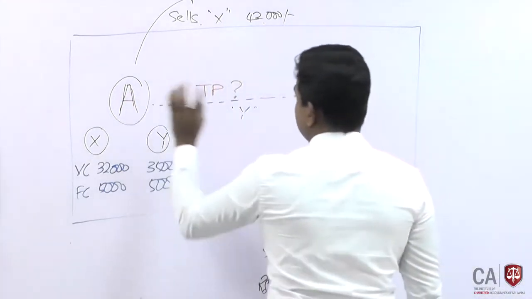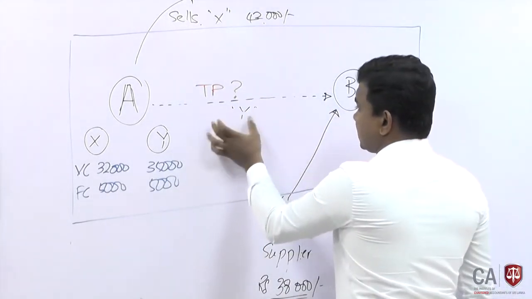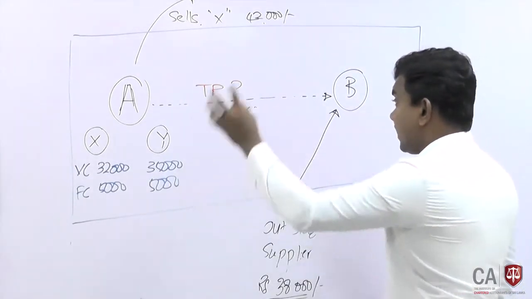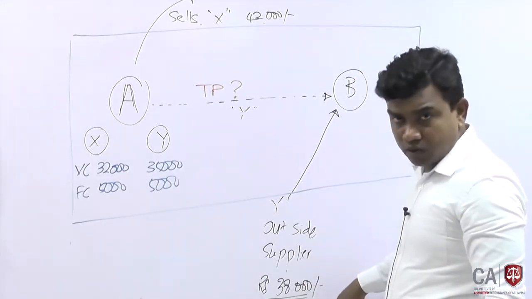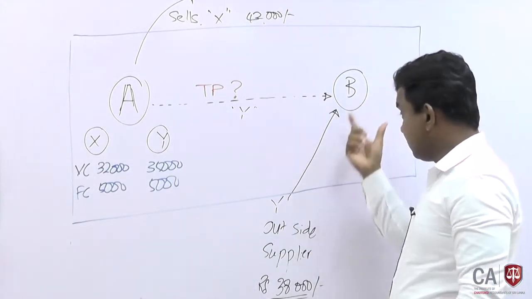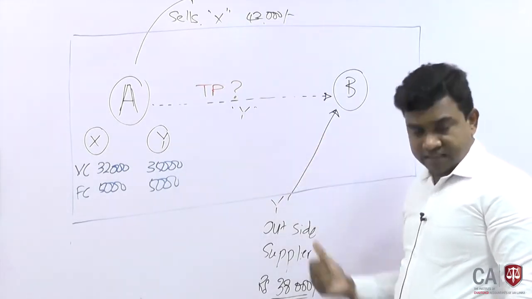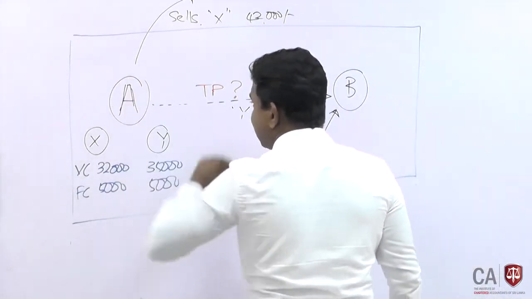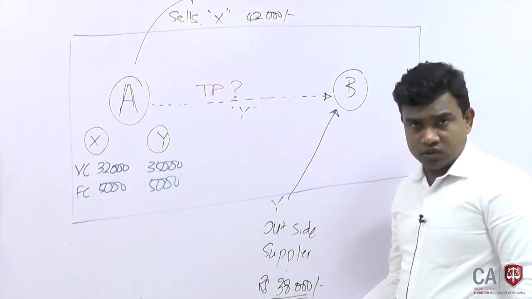Therefore, A has a restriction. The restriction is A cannot increase the price of Y more than 38,000, because if A increases the price of Y more than 38,000, definitely B will buy the product from outside, because he believes this is cheaper. Therefore, A is required to maintain the transfer price always below 38,000, right?